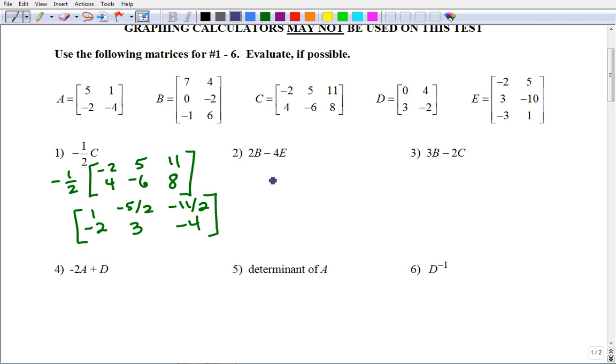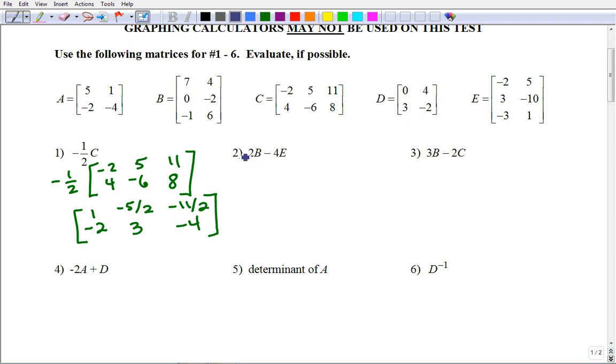For the next one, we have 2b minus 4e. Since we're dealing with two different matrices, we need to make sure that the dimensions are the same. These are both rows by columns, 3 by 2 matrices: 3 rows and 2 columns. So this will be a two-part process.